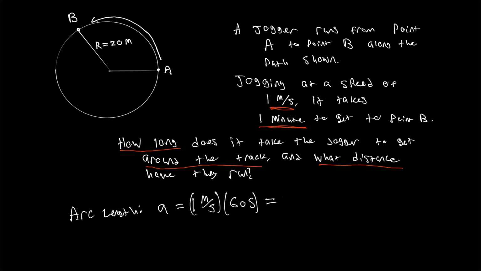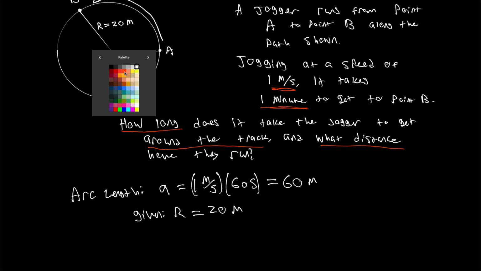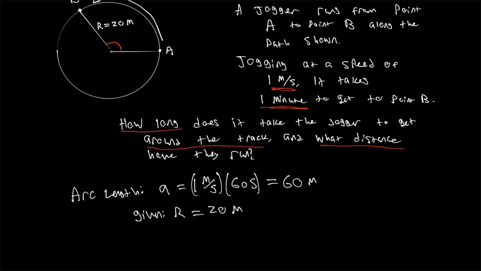So that's equal to 60 meters. This is something that you'll probably learn in your physics courses as well. We know that the radius we were given, the radius is 20 meters. So given the radius and given the arc length, we can define an angle theta. I'm going to do this in red to show that it's something I've added afterwards. We'll define an angle theta.